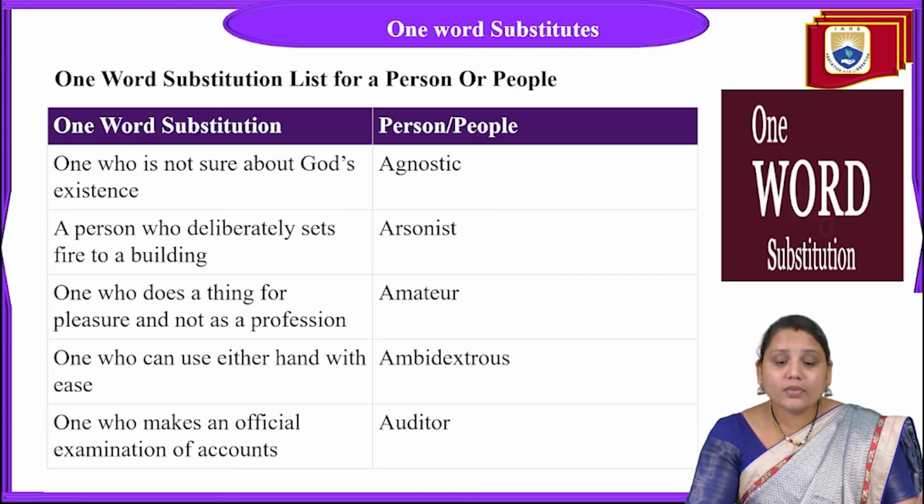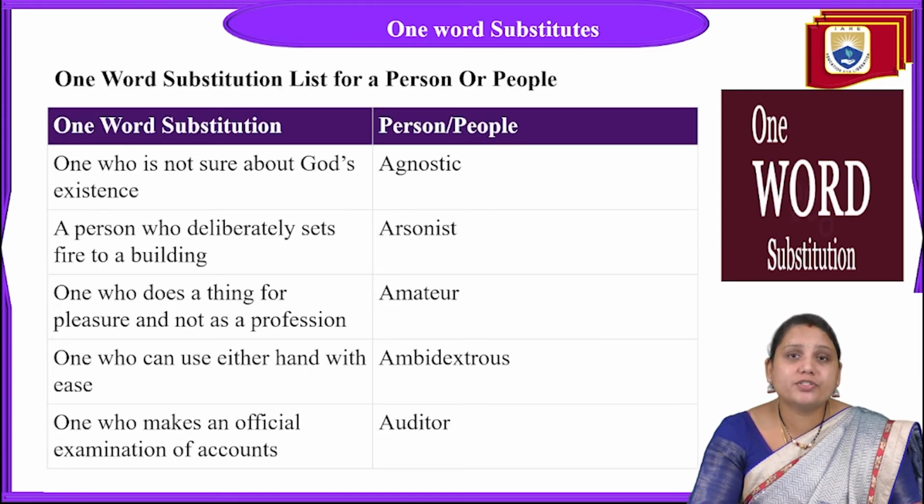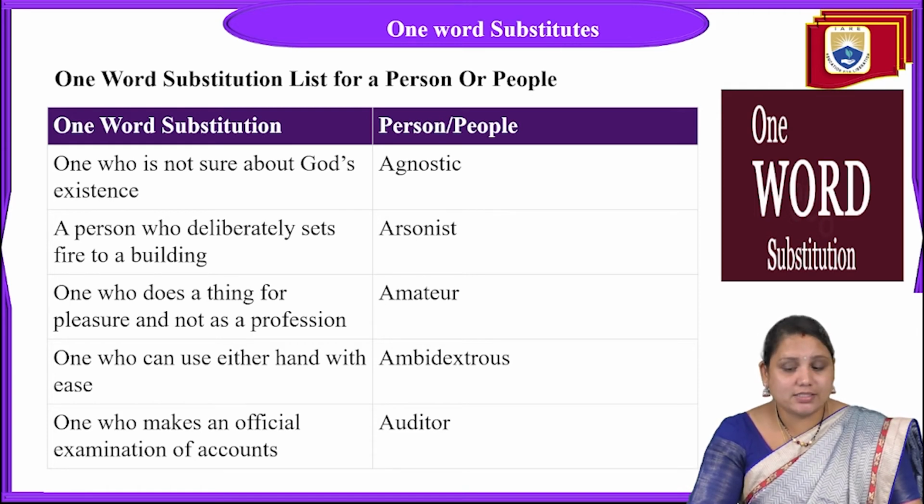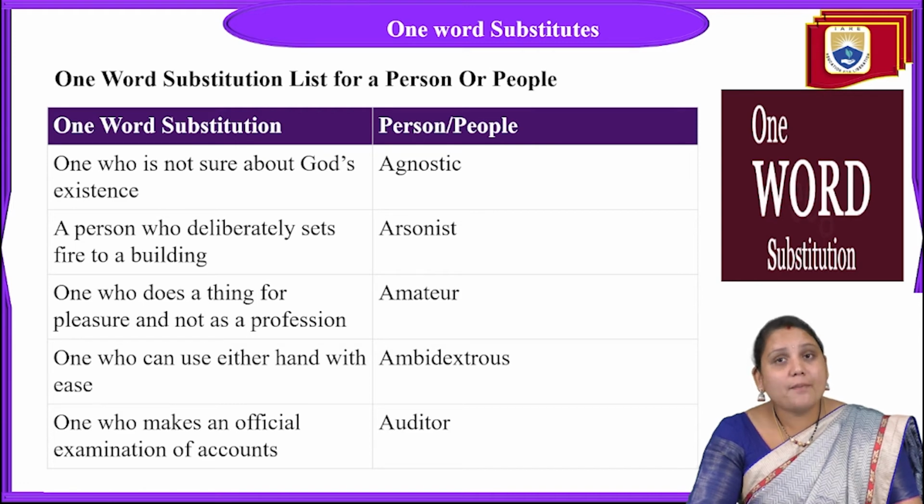Next, one word substitution list for a person or people. Here, agnostic. Agnostic, one who is not sure about God's existence. Whom we call agnostic? One who is not sure about God's existence. Then, arsonist, a person who deliberately sets fire to a building. Next, amateur, one who does a thing for pleasure and not as a profession. The one who does the thing for pleasure rather than as a profession.